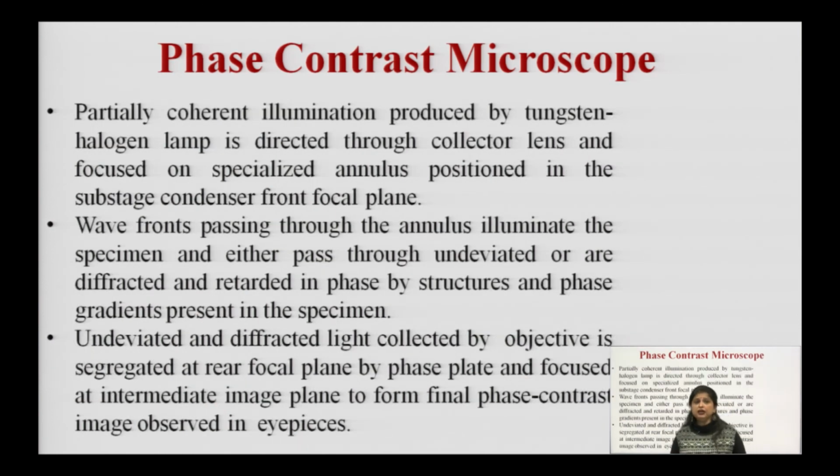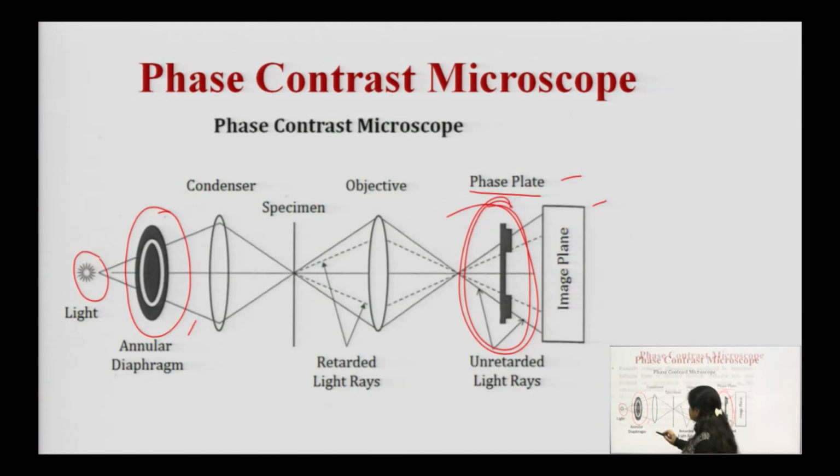So what is the main procedure, how does the light pass? Partially coherent illumination is produced by the tungsten halogen lamp. The light from the halogen lamp will move through this annular diaphragm. This is a groove, from which light will pass. This place is dark, this one is also dark, but this is what is known as your groove. Light will pass through the grooves within the plate.